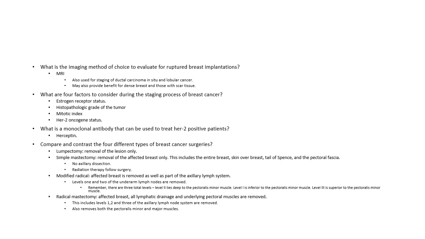Then you have a modified radical mastectomy, in which the affected breast is removed, as well as level 1 and level 2 of the underarm or axillary lymph nodes. Remember, there are 3 total levels. Level 2 lies deep to the pectoralis minor muscle. Level 1 is inferior to the pectoralis minor muscle, and level 3 is superior to the pectoralis minor muscle.